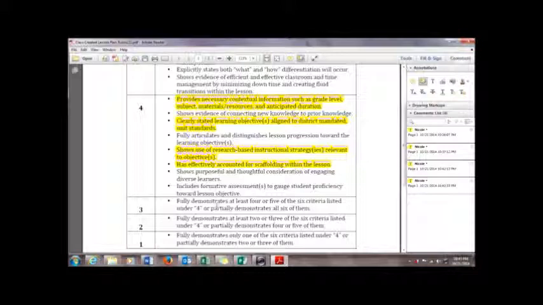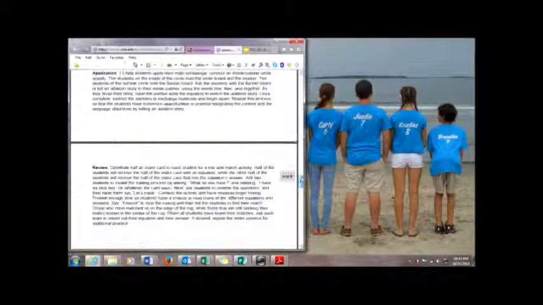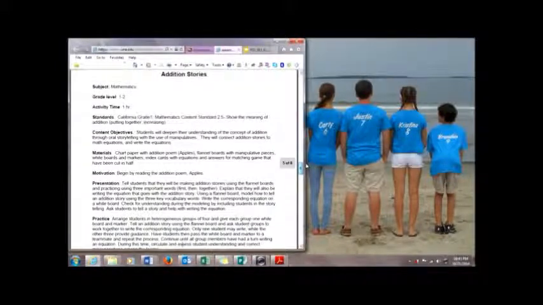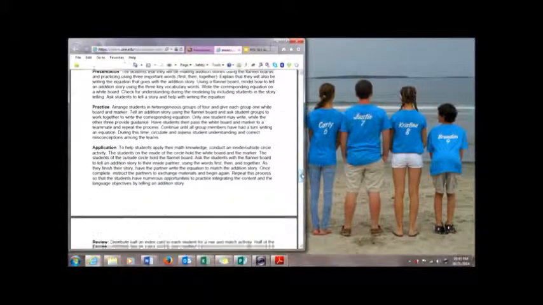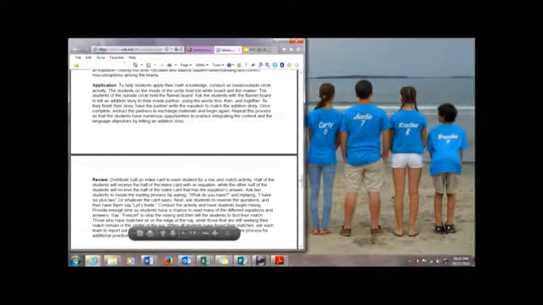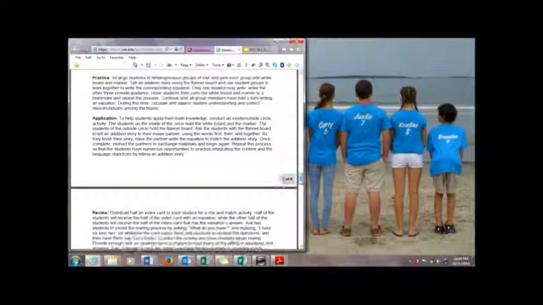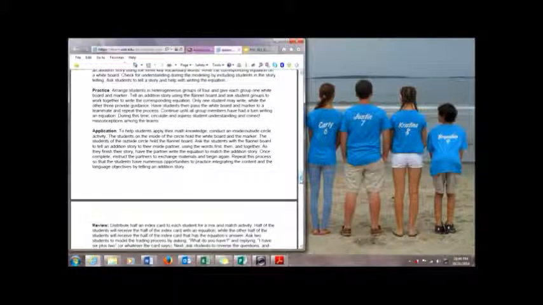Showing purposeful thought and consideration of engaging diverse learners. Now, this lesson plan, which is a little disappointing, does not have any points that are about differentiation. It does use group activities. It does have this index card activity at the end, which would be pretty engaging to some students. However, if students are better at working on their own or using technology to do that, it doesn't use any of that in the lesson.